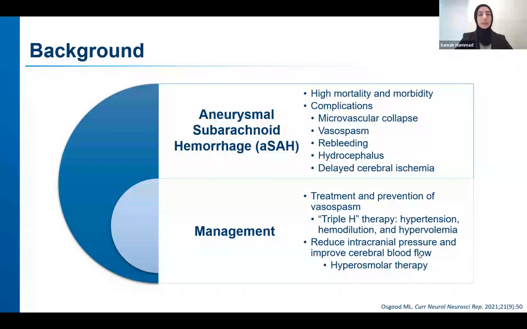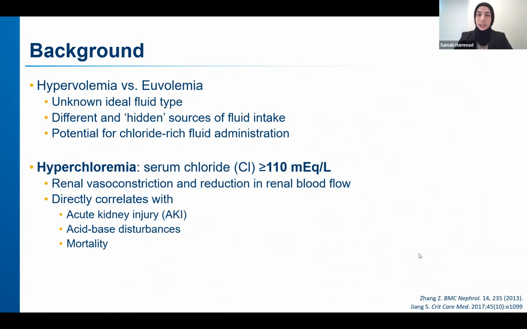Now, hyperosmolar therapy is one component of management of aneurysmal subarachnoid hemorrhage, and specifically it's the cornerstone of cerebral edema management. This occurs in about a third of our patients, and the goal here is to reduce that intracranial pressure and improve cerebral blood flow. When focusing in on the management of patients with aneurysmal subarachnoid hemorrhage and fluid, there are a couple points to consider: the ideal fluid type, which is kind of unknown, the different and hidden sources of fluid intake, and the potential for chloride-rich fluid administration.